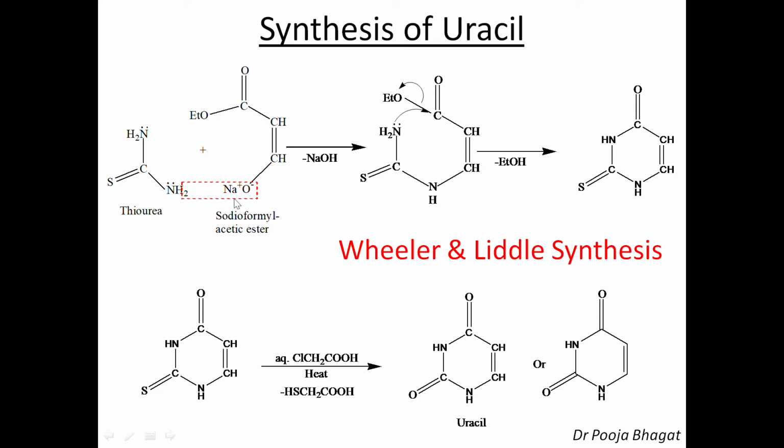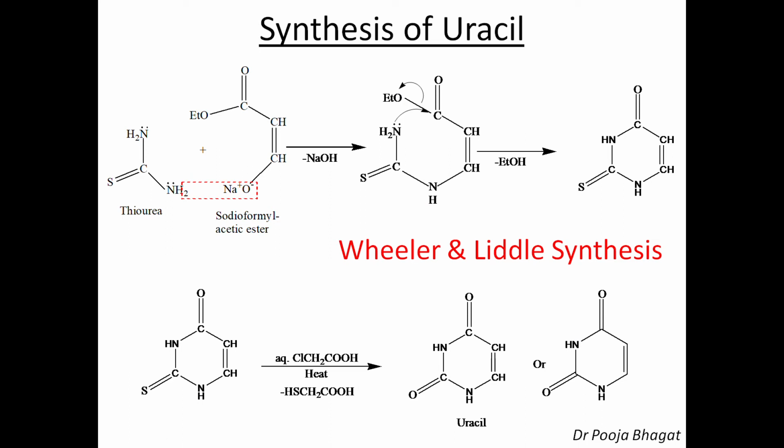So this is the method. I think the steps are clear. You have to write down the structure of thiourea, then sodio-formyl acetic ester. You have replaced the sodium hydroxide, so there is a bond between the two. Then you have eliminated the ethanol from here, so there is a bond here, and this sulfur is replaced by heating it with aqueous chloroacetic acid.